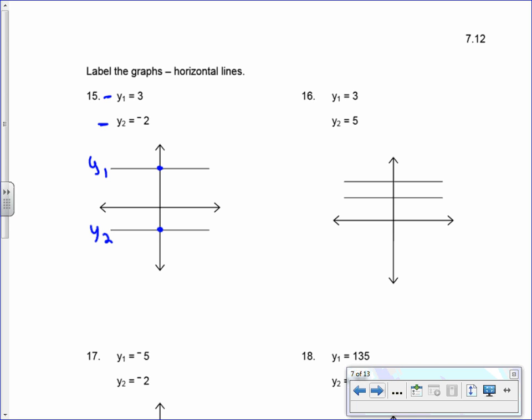This horizontal line goes through 3, and this one goes through 5. Here's the 2 places. One of those is 3, one of them is 5. The 3 has to be the lower one, the 5 has to be the higher one. So the top one's y2, and the bottom one's y1.